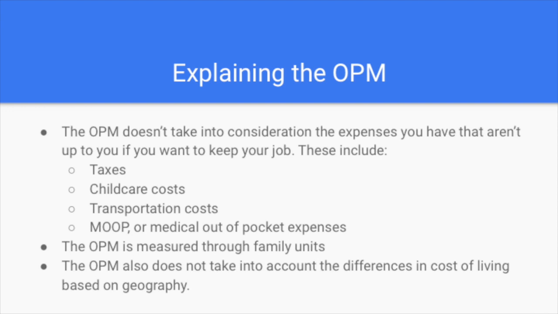The OPM doesn't take into consideration the expenses you have that aren't up to you if you want to keep your job. These include taxes, childcare costs, transportation costs, and MOOP, or medical out of pocket expenses. The OPM is measured through family units, which only includes blood relatives or married members living in the household, meaning you can't separate members. The OPM also does not take into account the differences in cost of living based on geography.